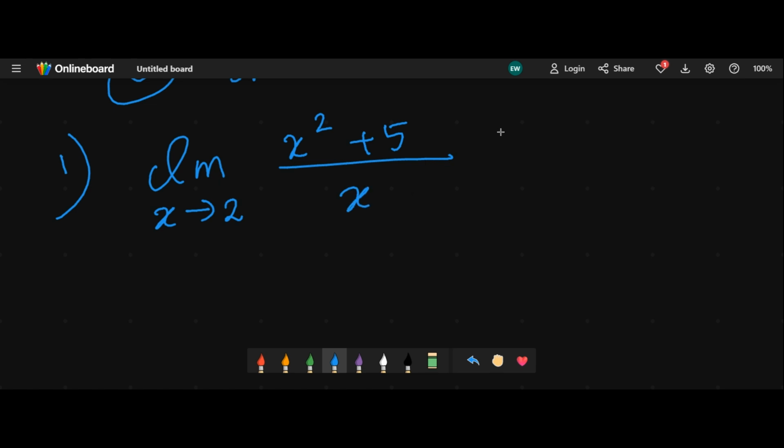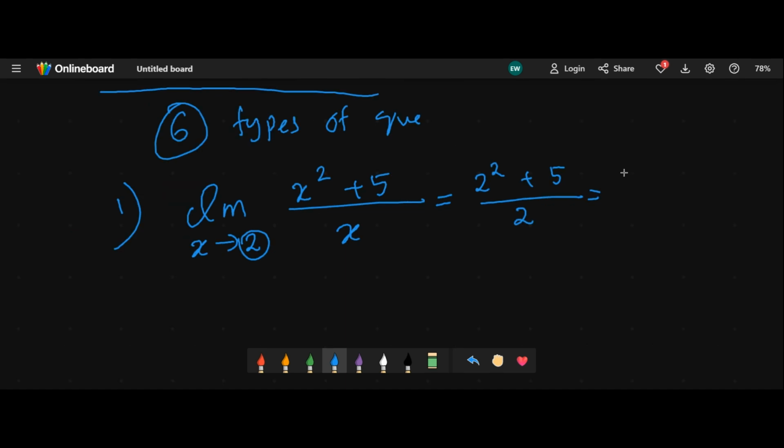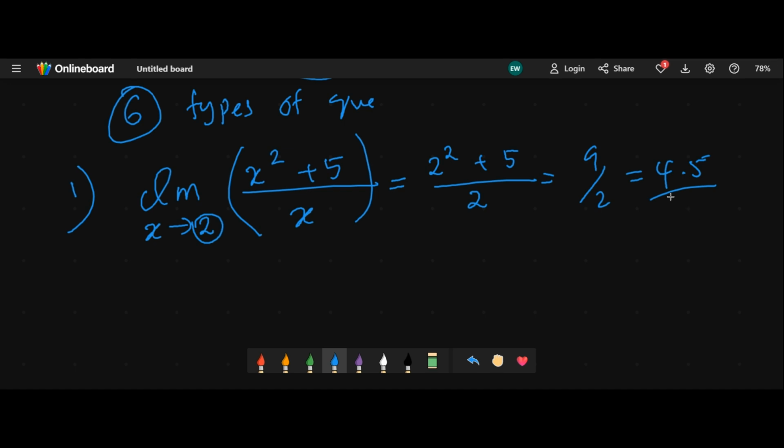So when you get a limit question, the first thing you need to do is directly substitute that value and see whether you are getting an answer or not. If you substitute 2, it will be 2 squared plus 5 divided by 2. 2 squared is 4. 4 plus 5 divided by 2, so it will be 9 by 2, which is equal to 4.5. So when you substitute 2, you are getting a value. So basically this function exists at 2. No problem. When x is equal to 2, this function is equal to 4.5.